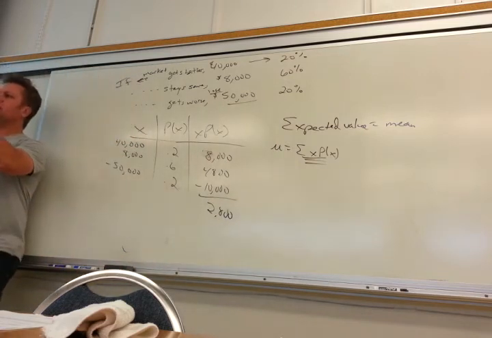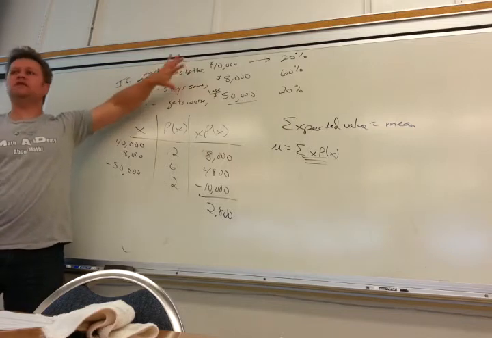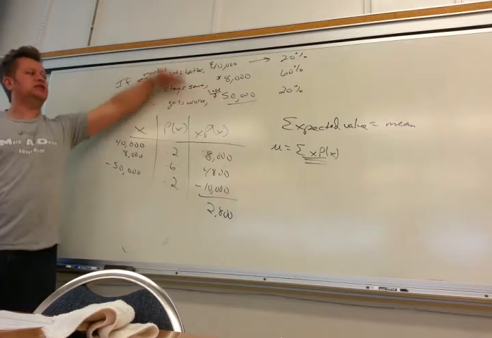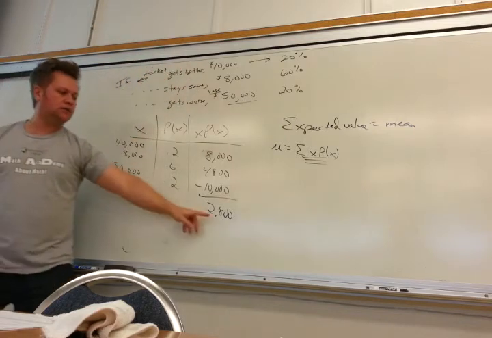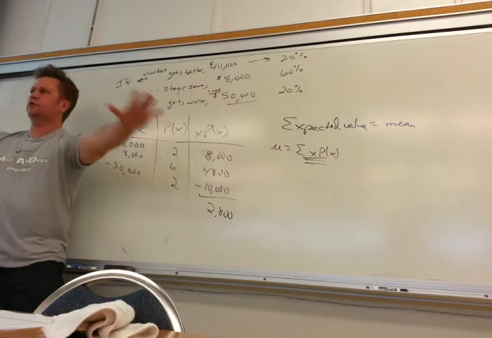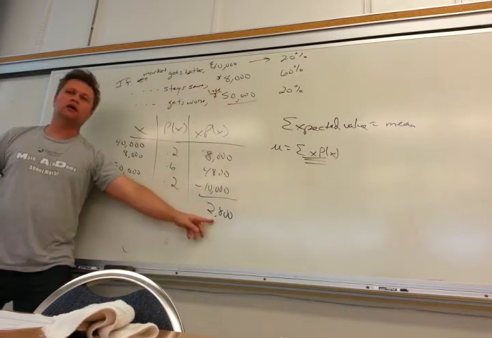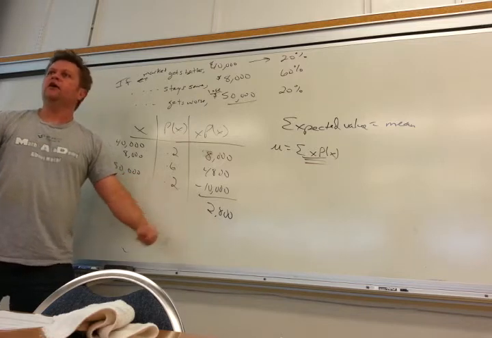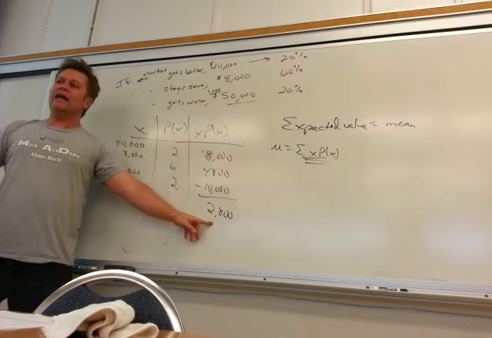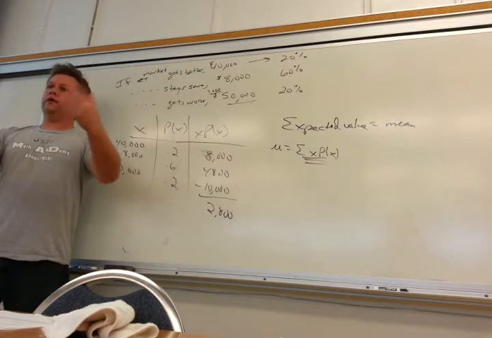So what does that really mean? If I do a bunch of deals over the long run, a bunch of deals like this, I can expect to make $2,800 on average each time I do it. So if this number comes out positive, it's good. You should go ahead and do that. If it comes out negative, that means you would expect to lose money.